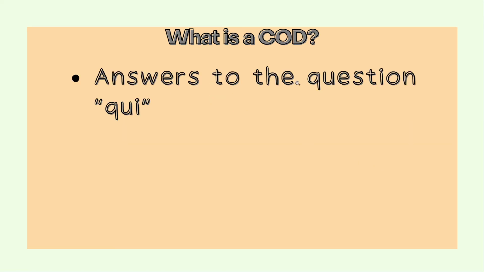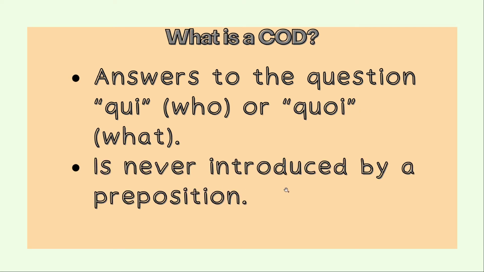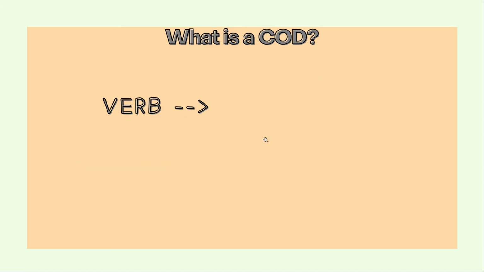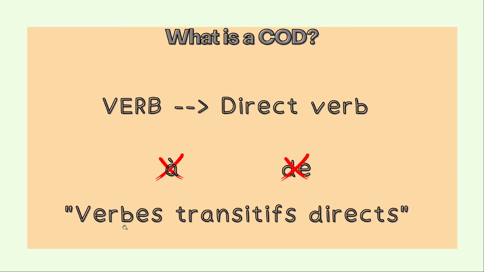It answers to the question qui, who, or quoi, what. It is never introduced by a preposition. This means that the verb is not using any preposition after it. This kind of verb is called the direct verb. So it doesn't need the preposition à or de after it to make sense. This is what we call les verbes transitifs directs in French.